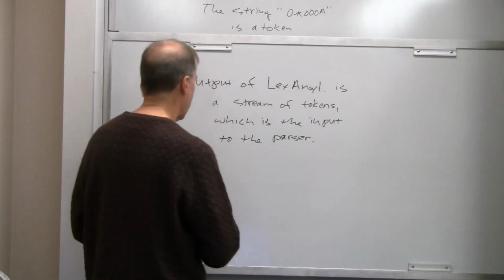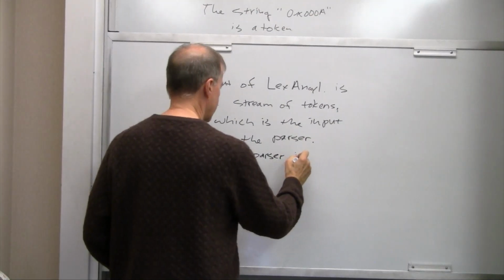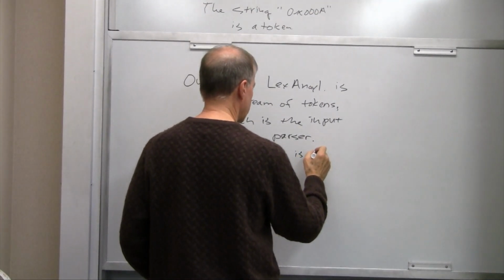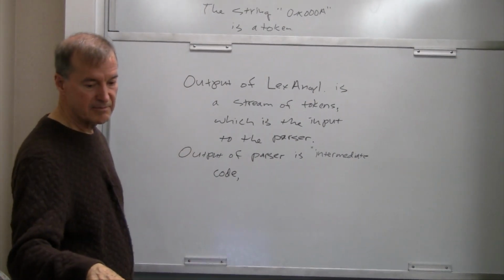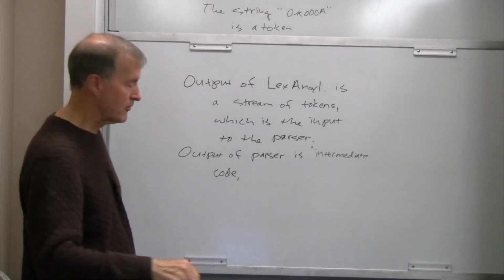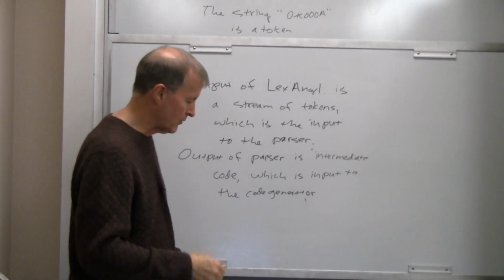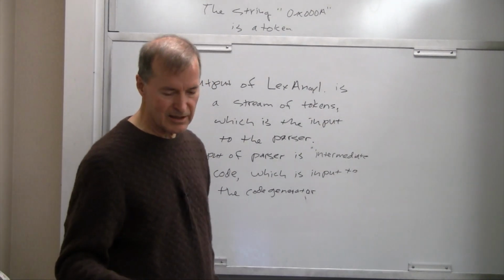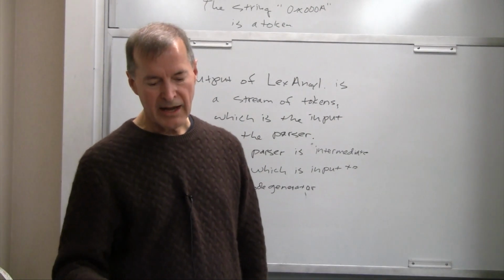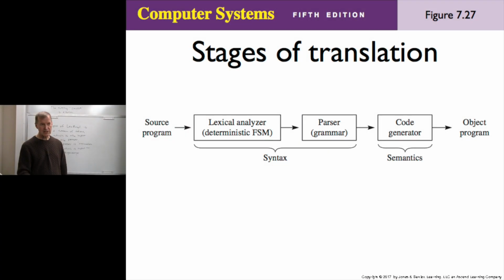Okay? The output of the parser is intermediate code, which is the input to the code generator. All right? So just keep that in mind. We'll come back to this again and again, and we just have to keep in mind that this is the way it is. Now, this figure 7.27, this is the way it's done for a compiler. Figure 7.27 is like with an HOL language. This is the way all HOL languages get translated. So that's just general overall.